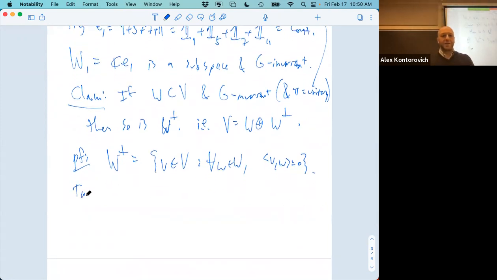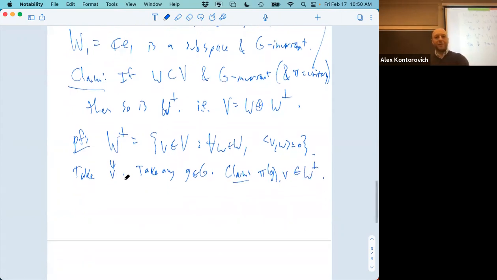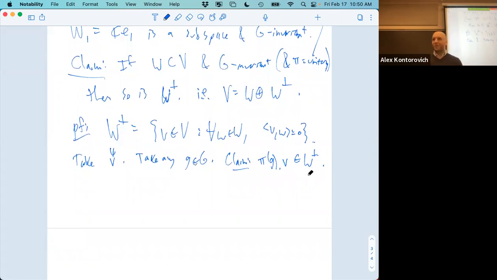Okay, so take any V in V perp and take any G in our group. The claim is that if I act by G on V, I'm still in W perp. If I started in W perp, G moves things around just to elements of W perp. So that's true if and only if for all W in W, the inner product of pi(G)V with W is equal to 0. That's what we're trying to prove.